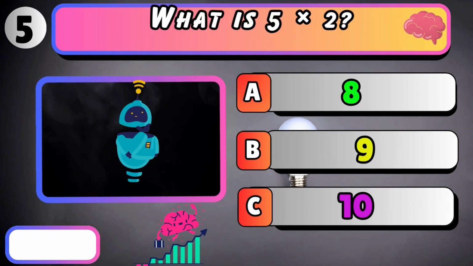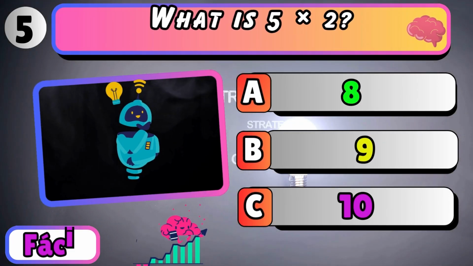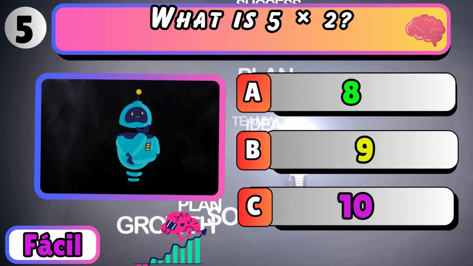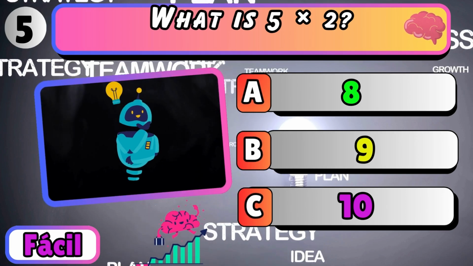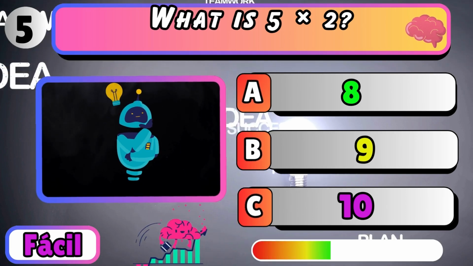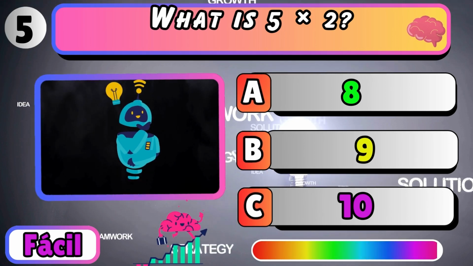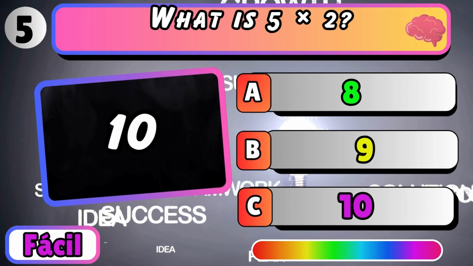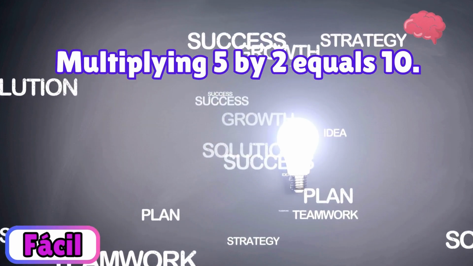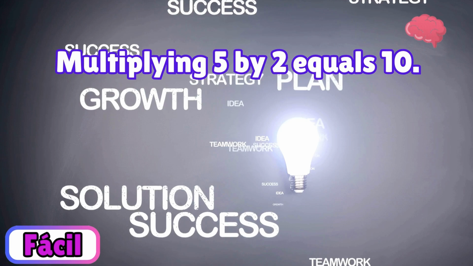What is 5 times 2? 8, 9, or 10? 10. Multiplying 5 by 2 equals 10.